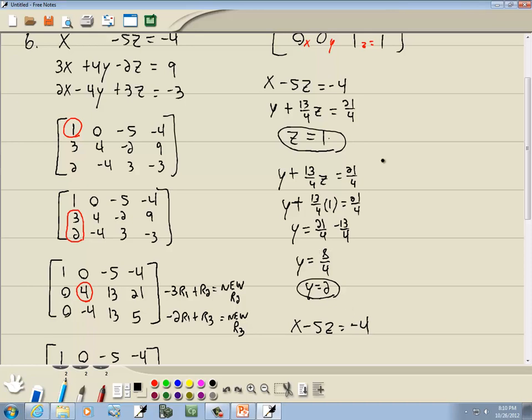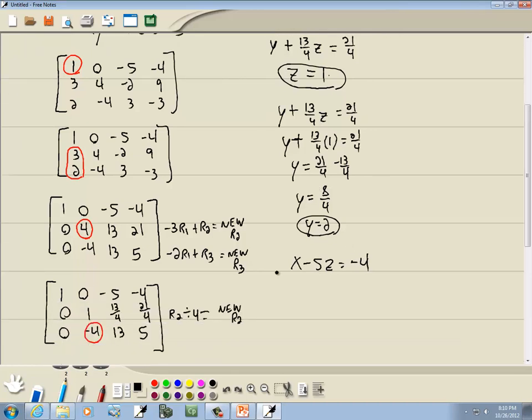Now this one works out even nicer because we don't have a y in our first equation, but that doesn't always work that way. So then we'll plug 1 in for the z, and we get x minus 5 equals negative 4. Take the negative 5 to the right side, it becomes a positive 5 minus 4. And we get x equals 1.